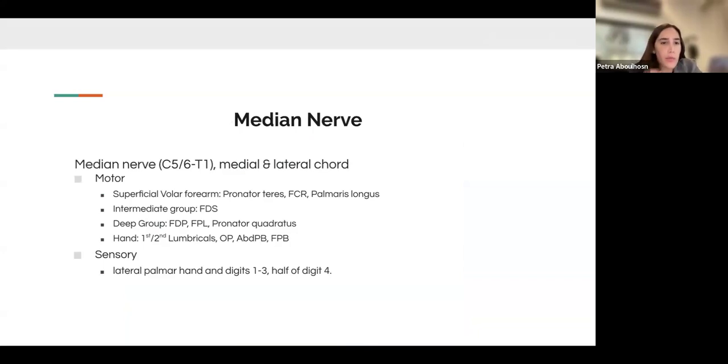Moving on to the median nerve. The median nerve is formed from the medial and lateral cord. Motor-wise, it innervates the pronator teres, FCR, palmaris longus, the flexor digitorum superficialis, FDP, FPL, and pronator quadratus, first and second lumbricals, and then the thenar muscles. Sensory-wise, it covers the lateral palmar hand and digits 1 to 3, and half of digit 4.